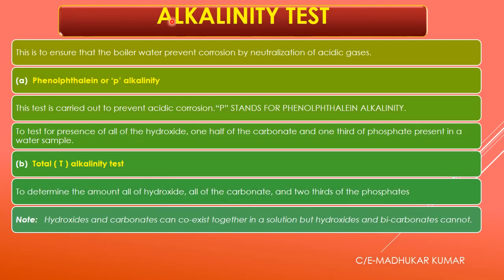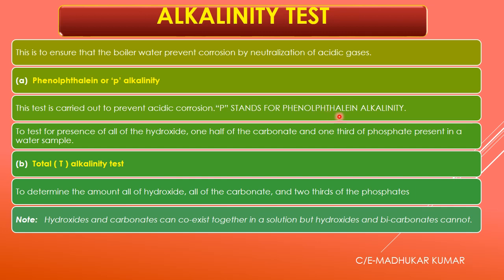Let's have some discussion on the alkalinity test. This is to ensure that the boiler water prevents corrosion by neutralization of the acidic gases. We have to keep the boiler water alkaline. Why? Because it is going to make an internal coating inside the pipelines, the steam pipelines or the condensate pipelines, and this is going to prevent corrosion. So here the test is the P alkalinity test. This test is carried out to prevent acidic corrosion.